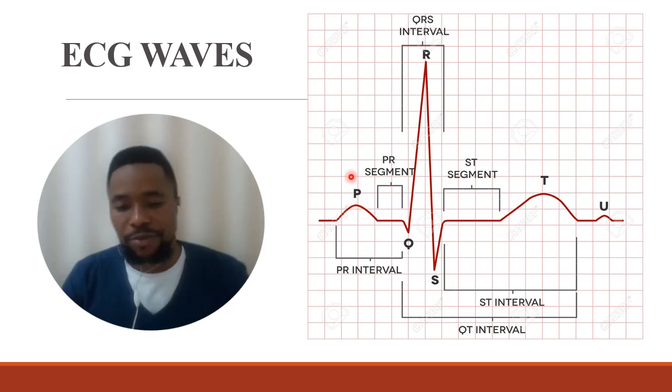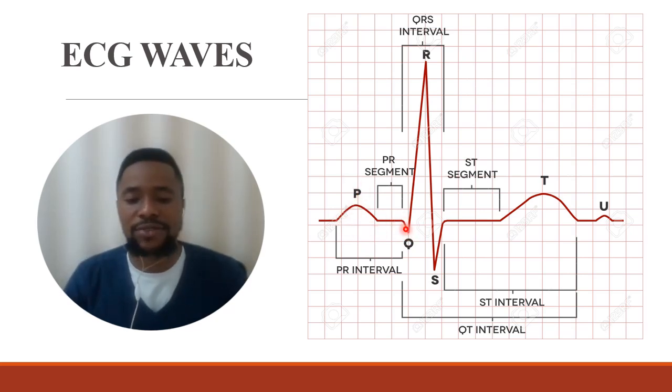This is a P wave. You can see this is a P wave, this is a Q wave, the negative. Then this is your R wave, this is your S wave. S wave is starting from here downward. Then you have your T wave as well. This is your T wave, which comes after the QRS complex.